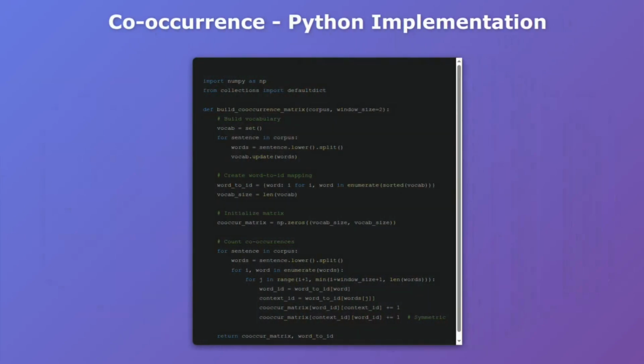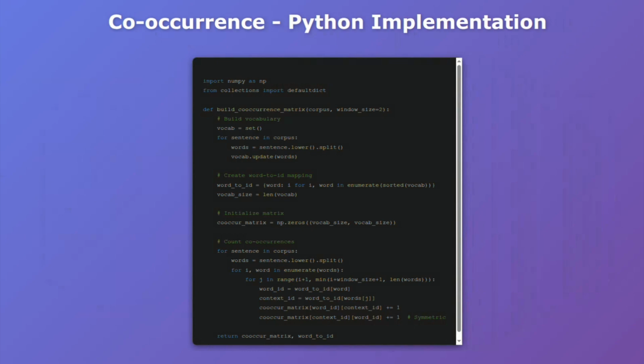Now for the implementation. This one's a bit more complex than the previous 2, but I'll walk you through it. We need NumPy for matrix operations and defaultdict for efficient counting. Our function takes a corpus and window size as parameters. First, we build our vocabulary by collecting all unique words across all sentences. Then we create a mapping from words to numeric IDs. This lets us use words as array indices. We initialize our matrix with zeros. It's vocab size by vocab size. Here's where the magic happens.